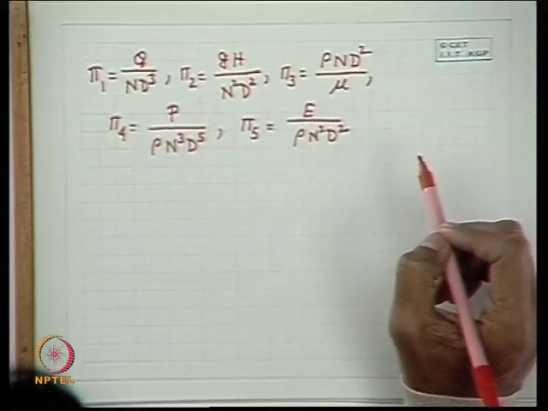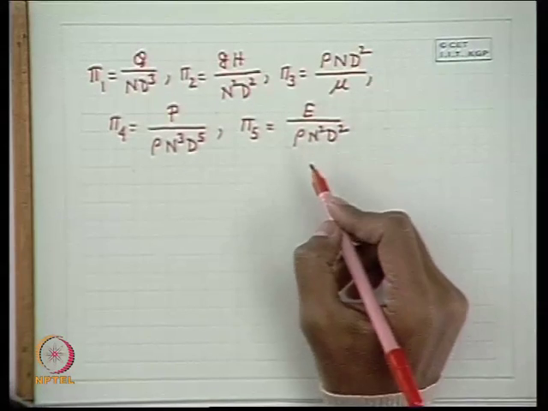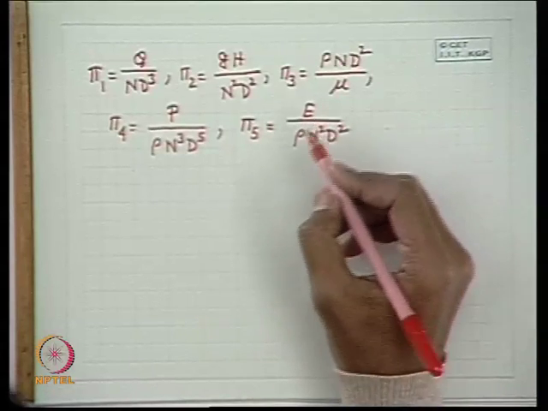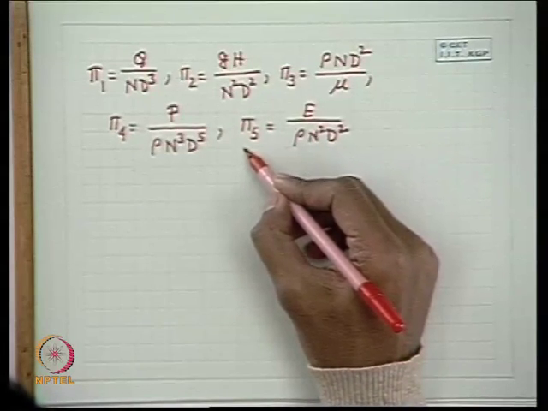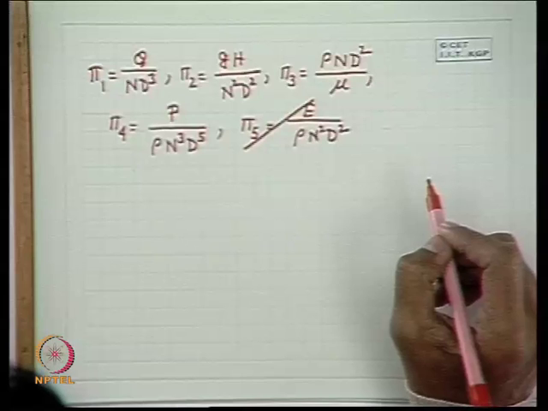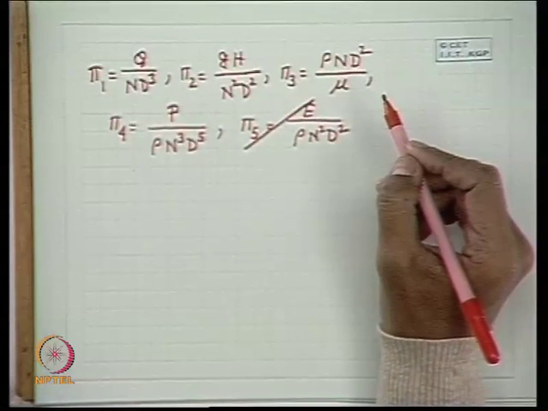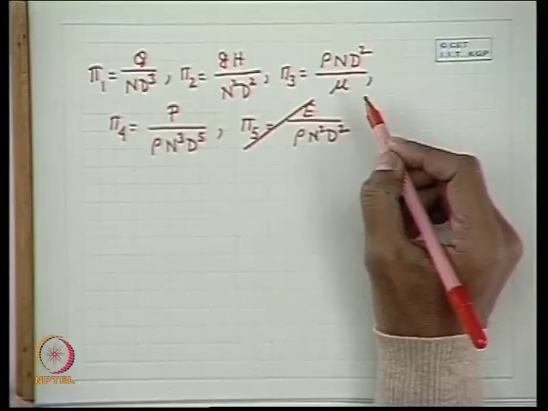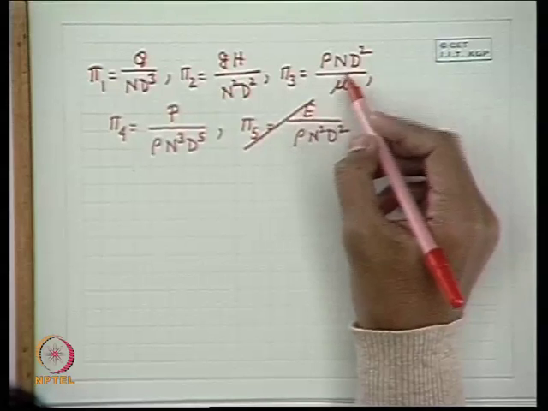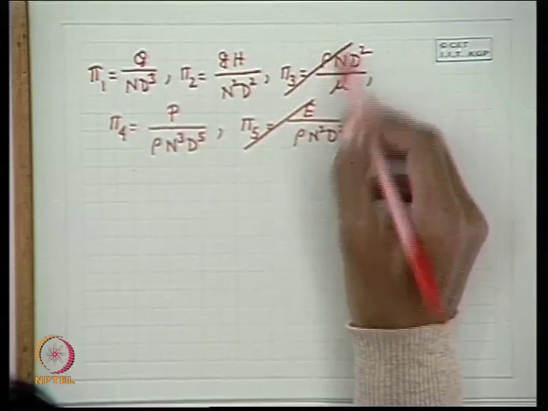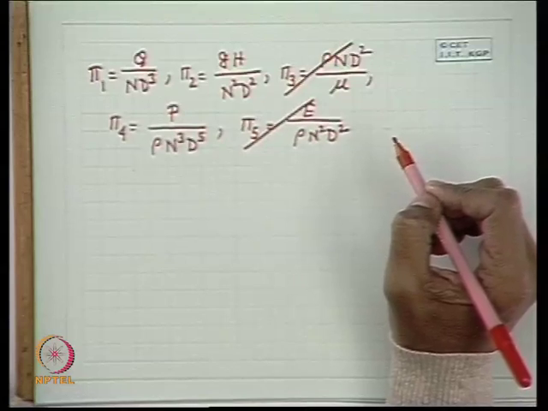Now, we have also recognized that in case of fluid machines handling incompressible fluids, where the compressibility effect is not important, then the pi 5 term does not come into picture. Again, we recognized that in most cases, the influence of viscosity is considered to be secondary in respect of flow through fluid machines, so that the pi 3 term can also be disregarded.